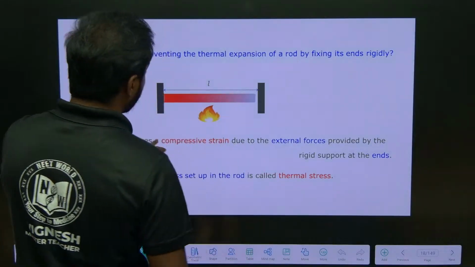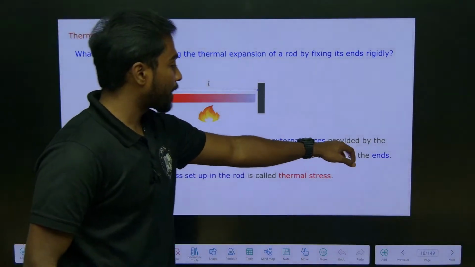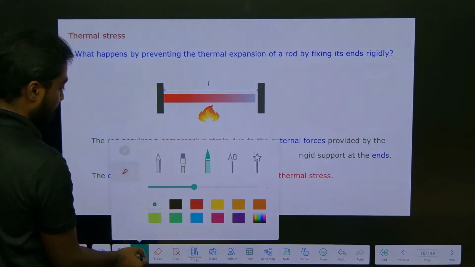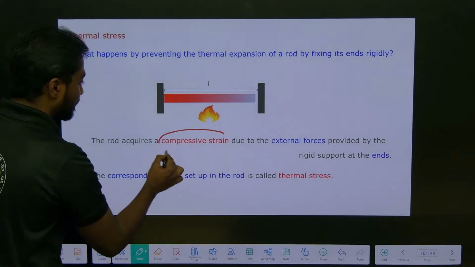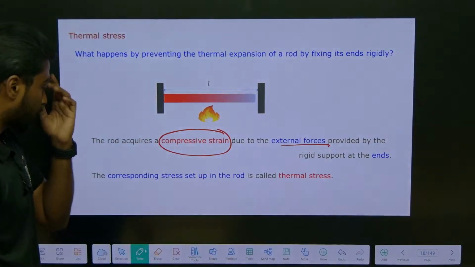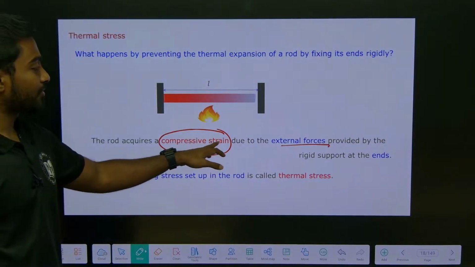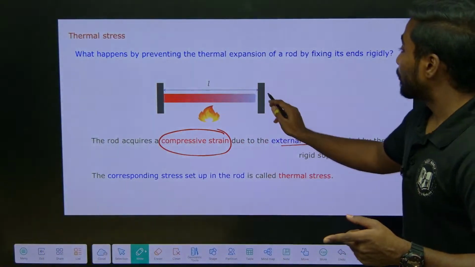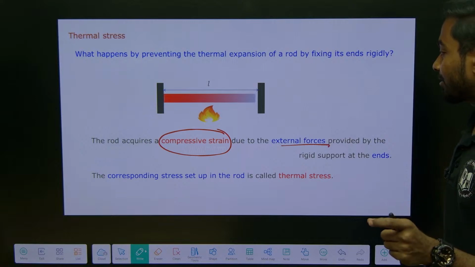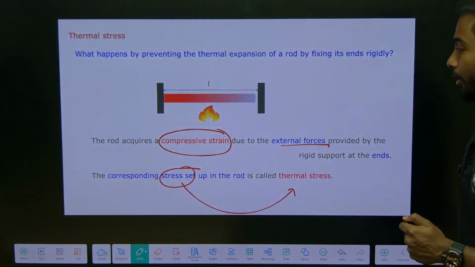The rod acquires a compressive strain due to the external force provided by the rigid support at the end. Got it? The corresponding stress set up in the rod is called thermal stress. Compressive strain in the sense that the rod is fixed and not expanding, which is why it is a compressive strain, and this corresponding stress is called thermal stress. Got it?